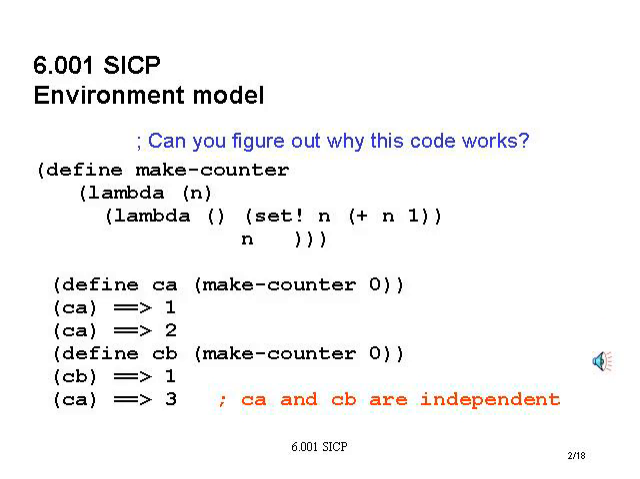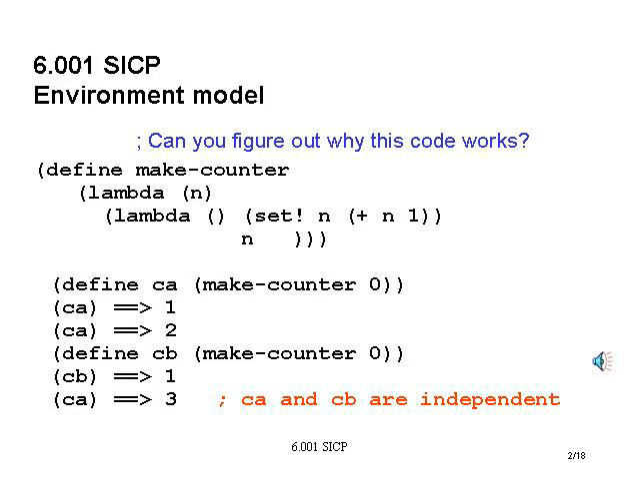Now, to stress the idea that the substitution model no longer works, take a look at this code. Why does it behave this way? We can see that make-counter is a higher order procedure. It's a procedure that returns a procedure as value. But notice that if we create a counter called CA, and we call it several times, it simply increases its value by 1 each time it's called.